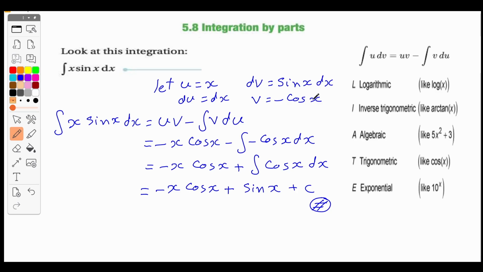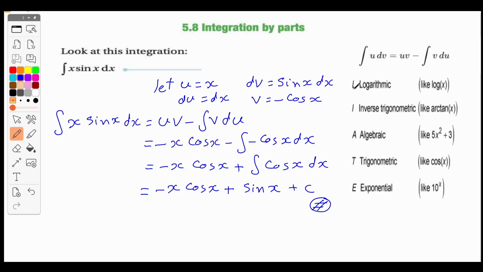Here, Shabab, the question now, what is u and what is dv? How do we know? We have here a product of two different functions. How do we know which one is u? It is better to use this rule here, the word LIATE. The function that comes first, we choose it as u.